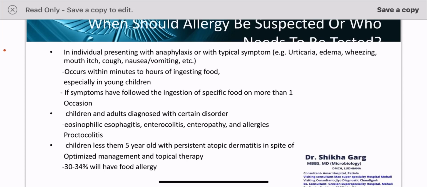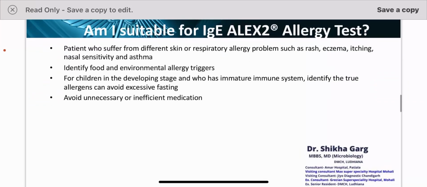Children and adults diagnosed with certain disorders like eosinophilic esophagitis, enterocolitis, enteropathy, and allergic proctocolitis. And children less than 5 years with persistent atopic dermatitis. In spite of optimized management and topical therapy, 30 to 40% of these children will have food allergies. So you'll ask, am I suitable for the IgE ALEX2 allergy test?